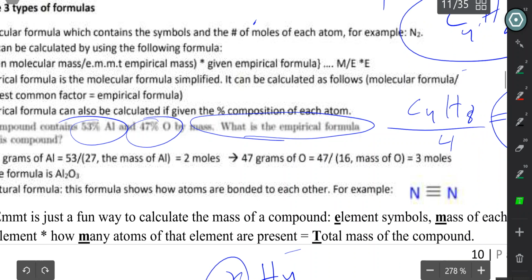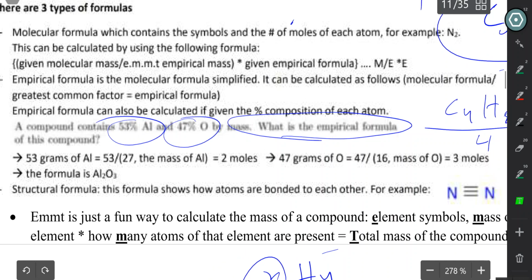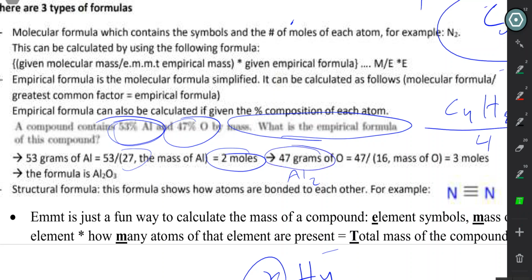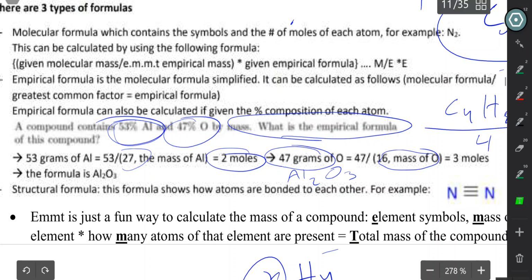And you can figure out how many aluminums and how many oxygens you have by dividing by the mass. So 53 grams of aluminum means that, since each aluminum weighs 27 grams, you have 2 aluminums. So that's Al2. And if you have 47 grams of oxygen, the mass of each oxygen, according to the periodic table, is 16. So 47 divided by 16 will tell you that you have 3 oxygens. So your formula is Al2O3.